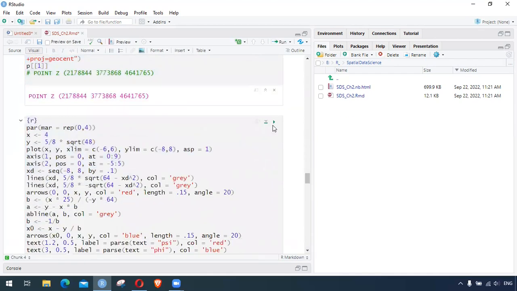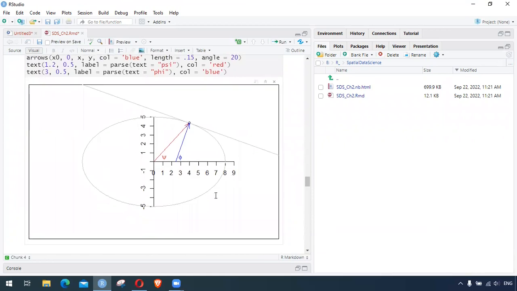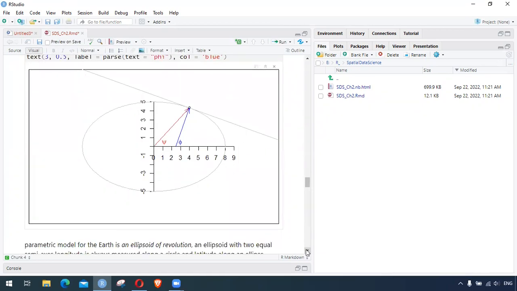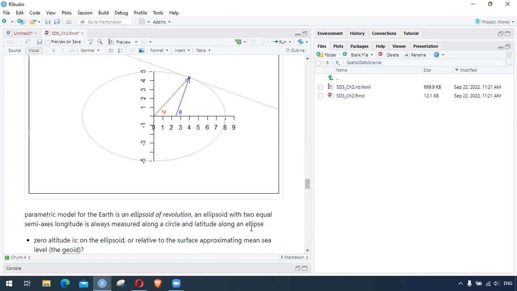We also have this one here, and this represents the parametric model for the Earth, which is an ellipsoid with two equal semi-axes. The longitude is measured along the circle and the latitude along the ellipse.